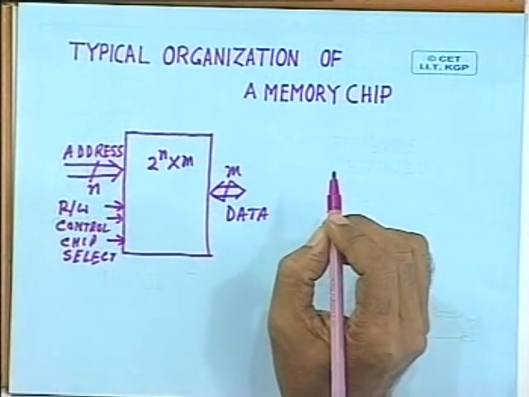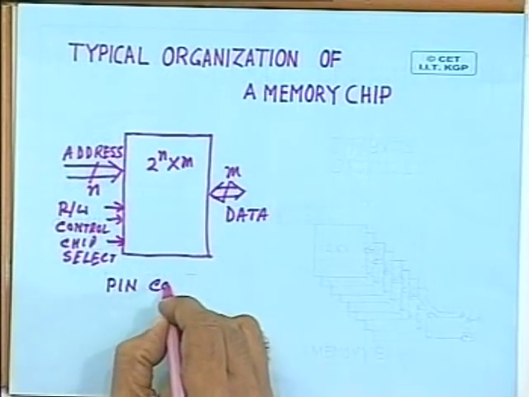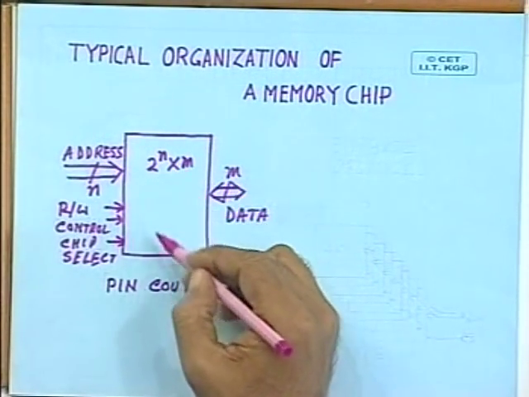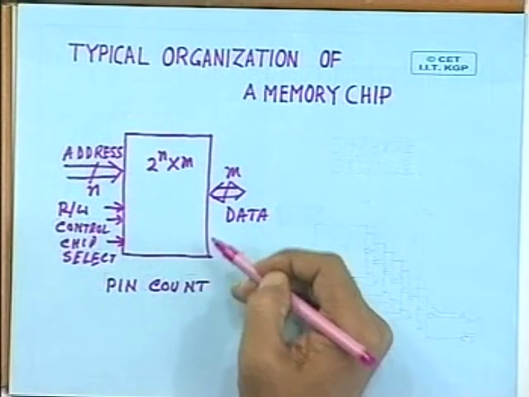Obviously, in a chip, the most important parameter is the pin count. Pin count plays a very important role because all the VLSI chips are packaged in dual inline packages, and the number of pins provided in the chip decides the cost of the device. It has been found that the lower the number of pins, the lower the cost. The higher the number of pins, the higher the cost.